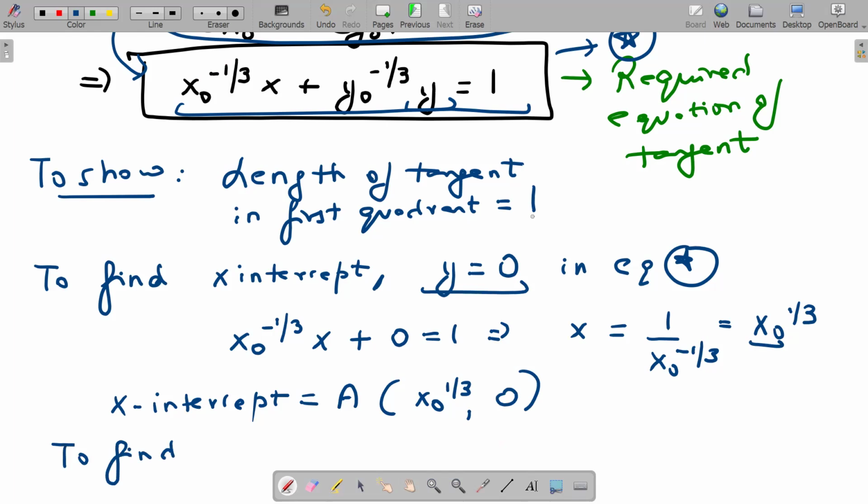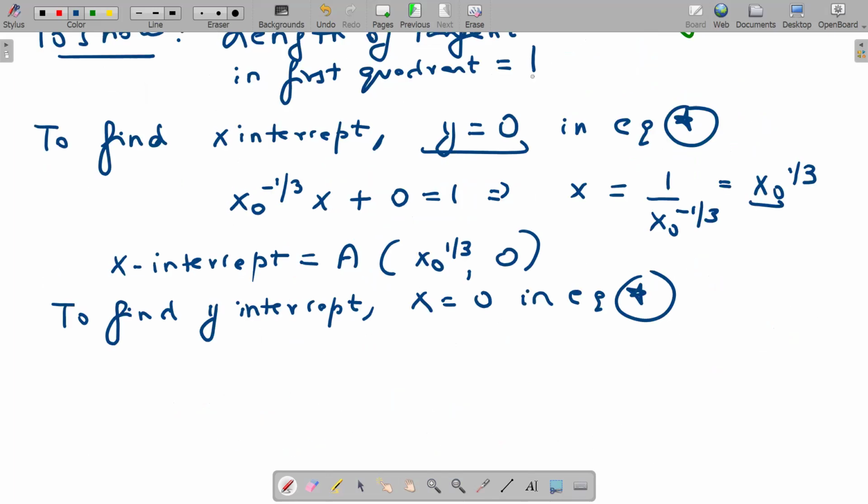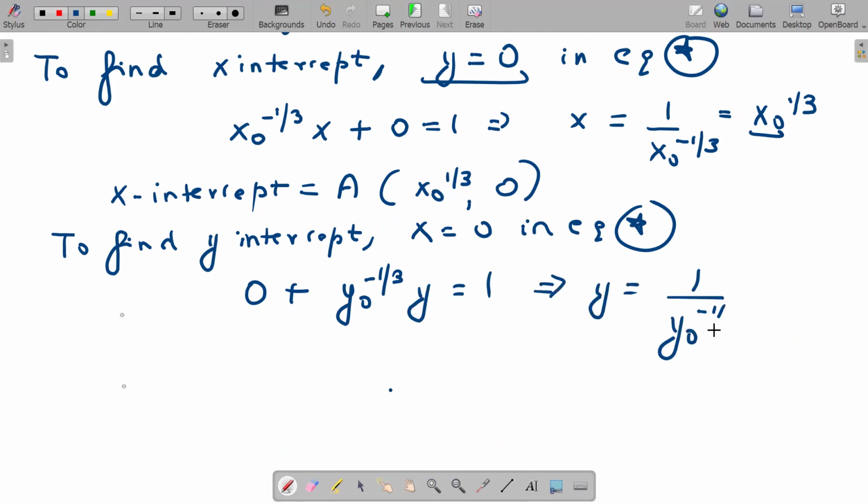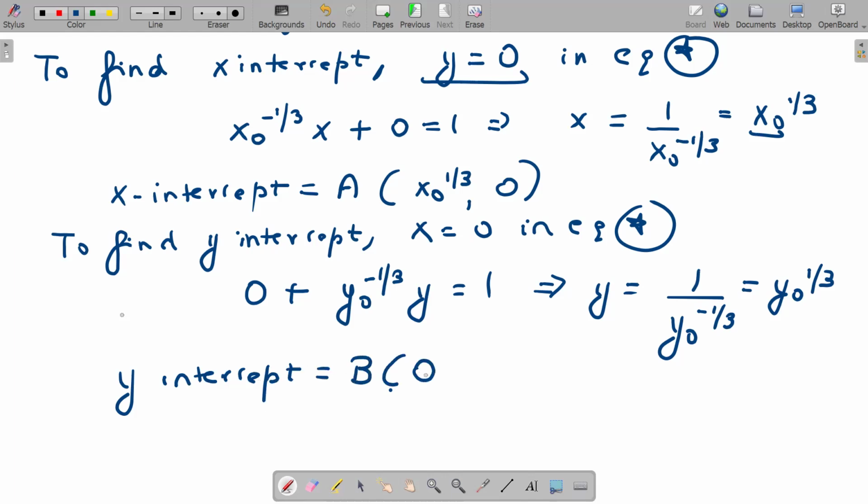Similarly, students, to find the y-intercept, we put x as 0 in equation star. That means in this equation, put x as 0. So I get 0 plus y0 to the negative 1/3 times y equal to 1, which implies y is 1 over y0 to the negative 1/3, which I can write as y0 to the power 1/3. So the y-intercept, which I can call point B, has coordinates x is 0 and y is y0 to the 1/3.